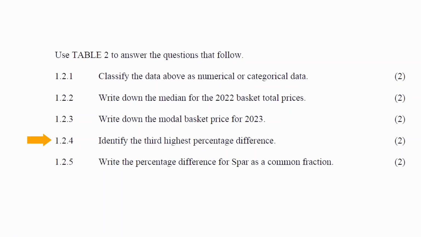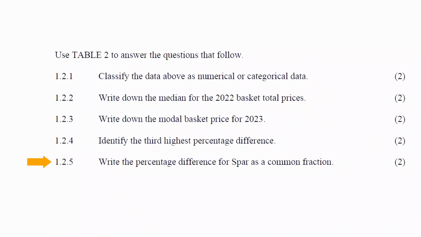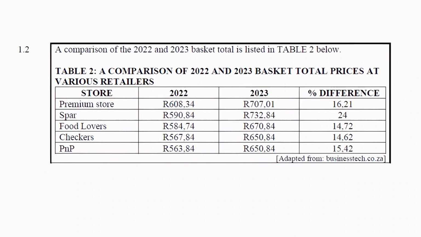In question 1.2.4, you have to identify the third highest percentage difference. From the column that lists the percentage differences, we see that the third highest percentage difference is 15.42%. In question 1.2.5, you have to write the percentage difference for SPAR as a common fraction. Table 1 lists the percentage difference of SPAR as 24%. This value as a common fraction will be 24 over 100.